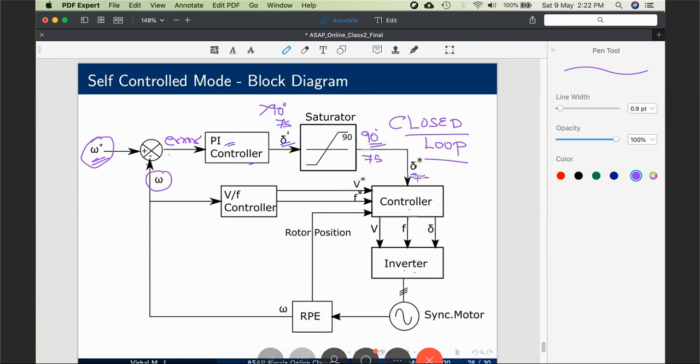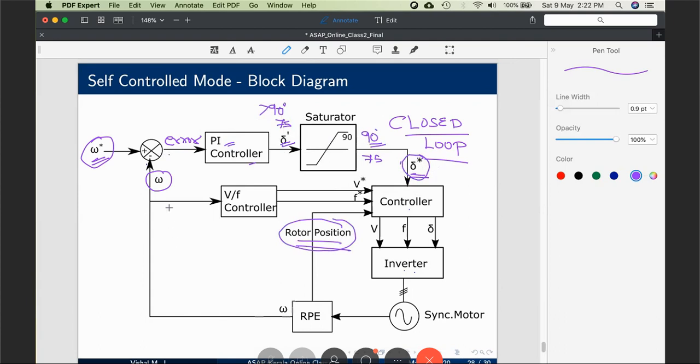Now the inverter will synthesize your voltage at a phase shift of delta. With respect to what? We need to have a reference. Who gives the reference? Again, RPE gives it in the form of rotor position. With respect to this rotor position, your output voltage will be phase shifted by delta.